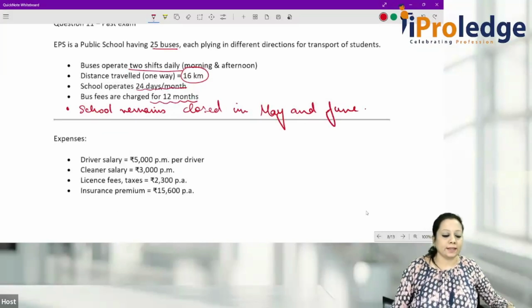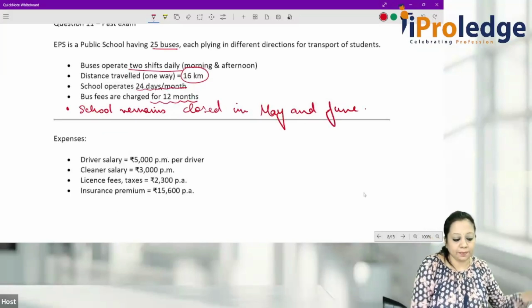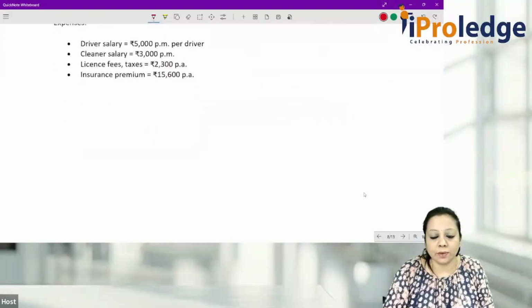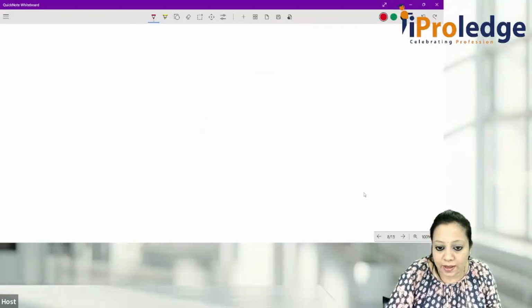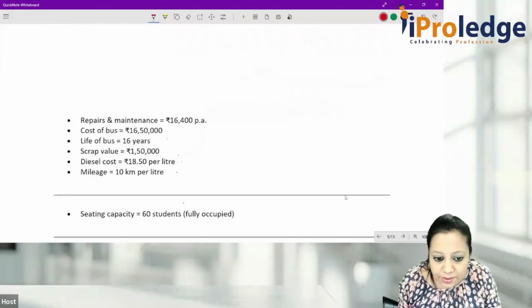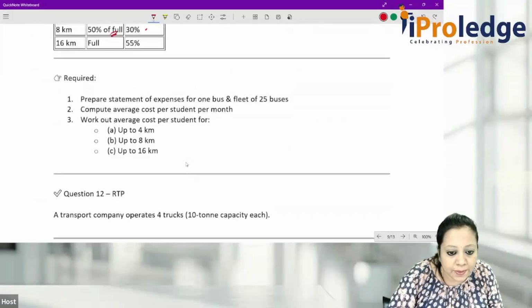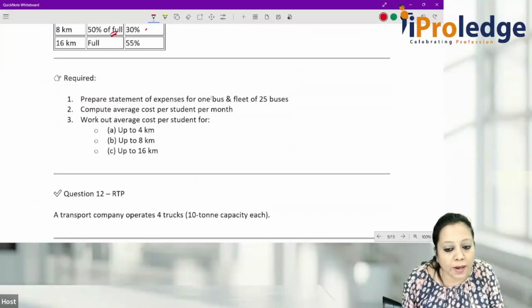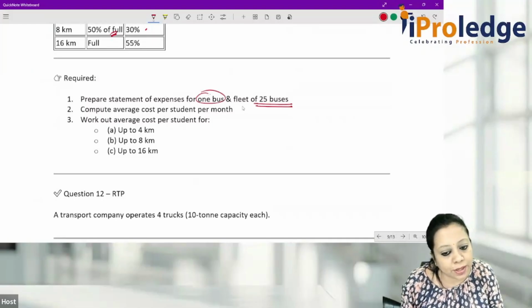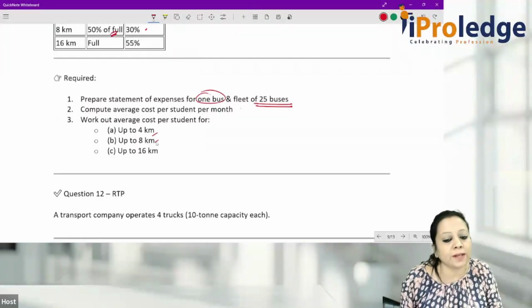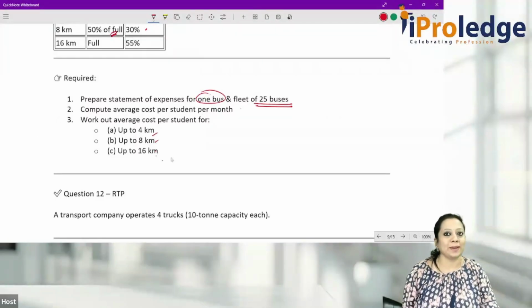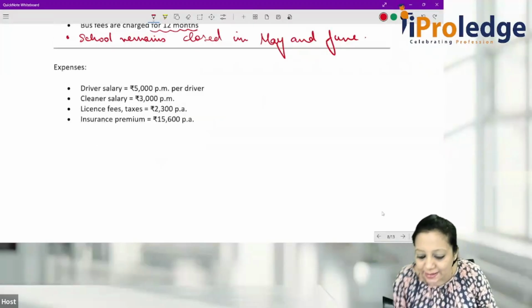So now, having said this, how are we supposed to do the problem? First, let's understand what they want. They want us to do the calculation of cost, as you can see in this page. They want to see the calculation of cost, that is expenses for one bus as well as for 25 buses, then average cost per student per month, and then the average cost per kilometer. Okay. So now let's get started.